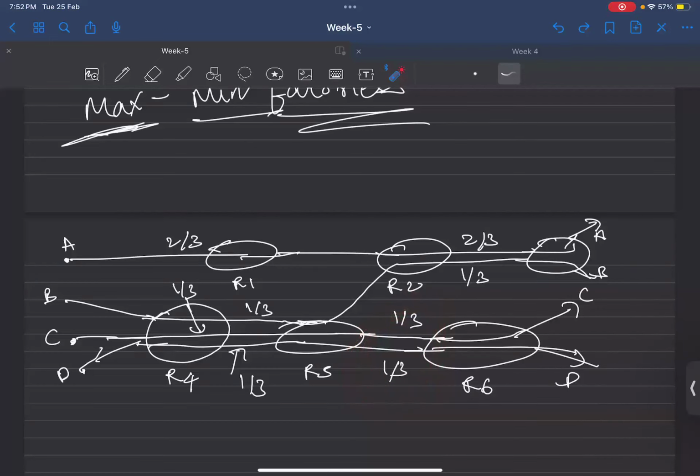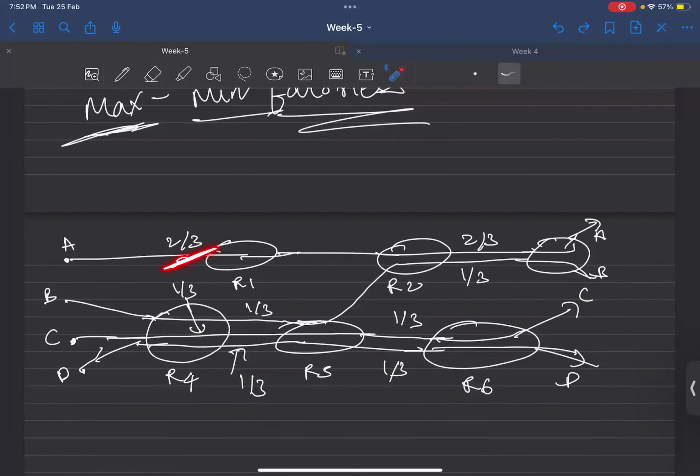Because 1/3 is going up in the previous one. Basically it's 2/3 of the capacity which is utilized among the total, and 1/3 is going up. Here can I say the total capacity is utilized? Yes, ma'am.